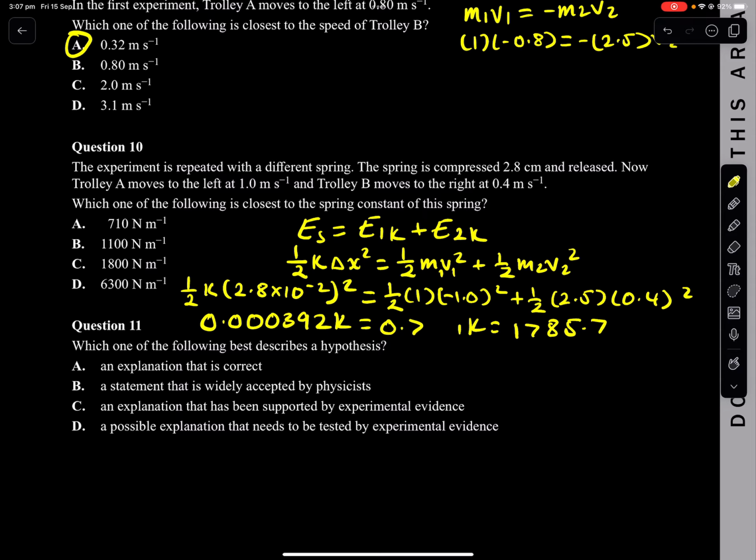Yeah, so units per meter. So which one would that look like? The closest is C. Perfect.